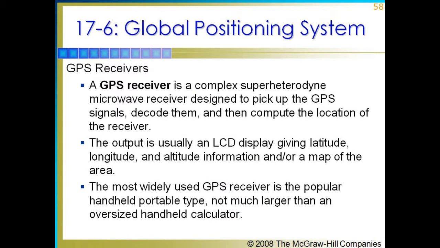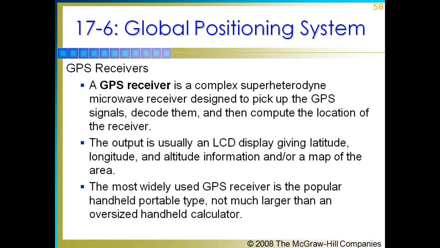A GPS receiver is a complex superheterodyne microwave receiver designed to pick up the GPS signals, decode them, and then compute the location of the receiver. The output is usually an LCD display giving latitude, longitude, and altitude information and/or a map of the area.